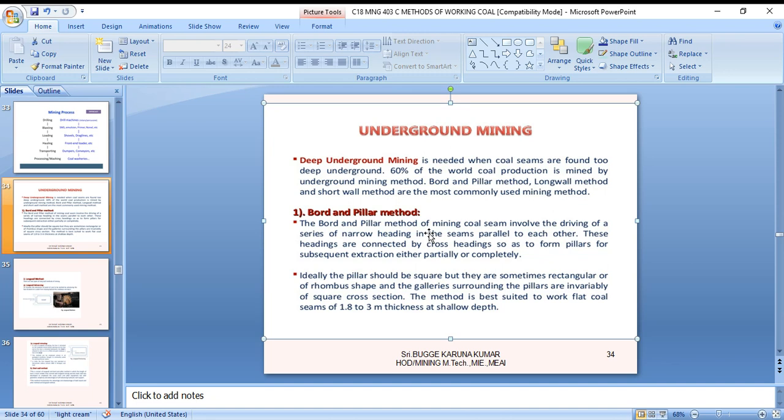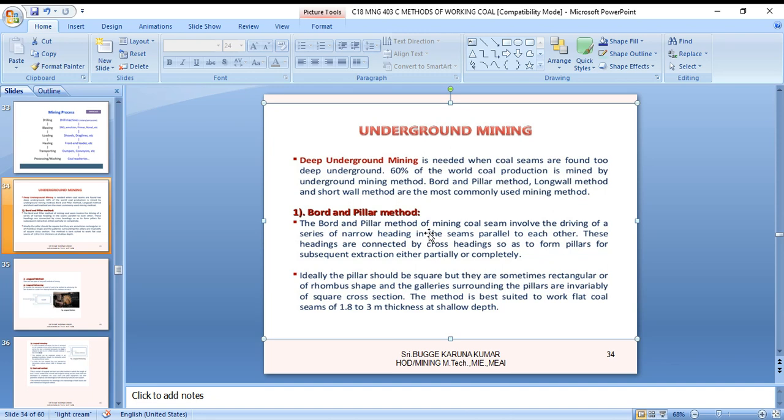The board and pillar method of mining a coal seam involves driving a series of narrow headings in the seam, parallel to each other. These headings are connected by cross headings so as to form pillars for the subsequent extraction, either partially or completely. Ideally, the pillars should be square, but they are sometimes rectangular or rhombus shaped.